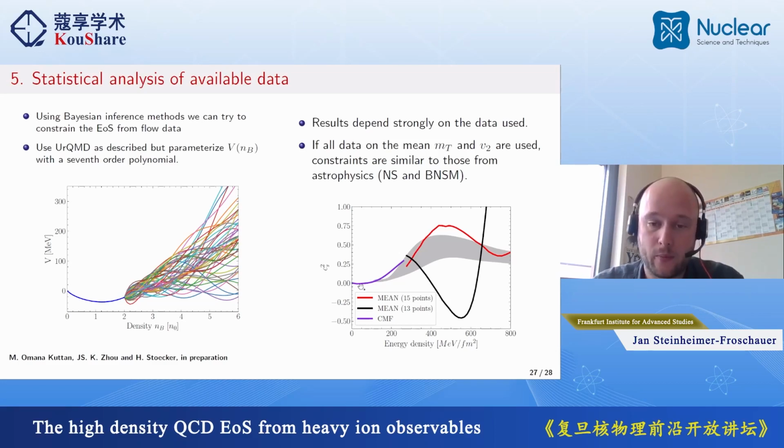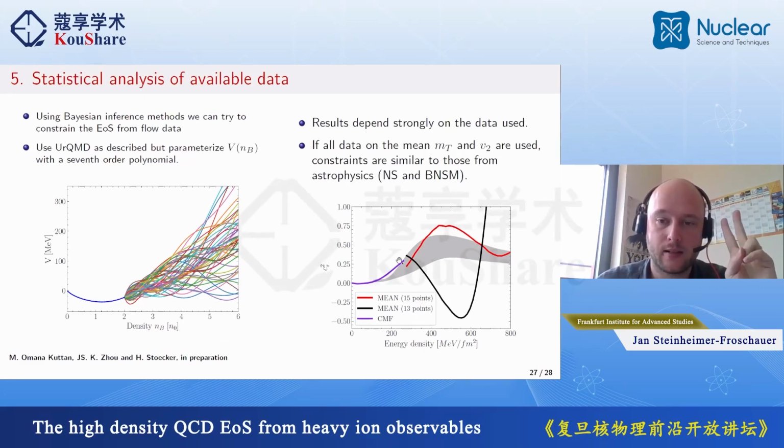And what we find is, if we take all the mT and v2 points which are available, we get this red curve for the speed of sound. And as I show you here, this gray band is the constraints from neutron stars. So this seems quite interesting because it looks very similar, that we have this maximum here at several times saturation density, and then it goes down again. However, if you just remove 2 mT points from a measurement which is a little bit older, suddenly the model gives us a very different curve, which would also indicate a phase transition.